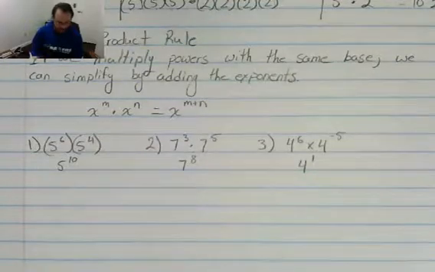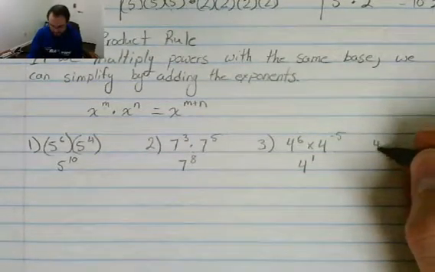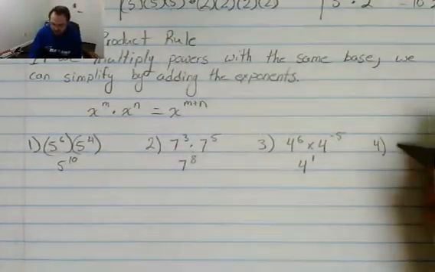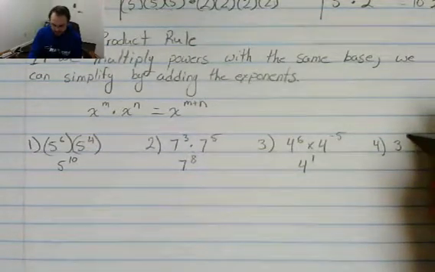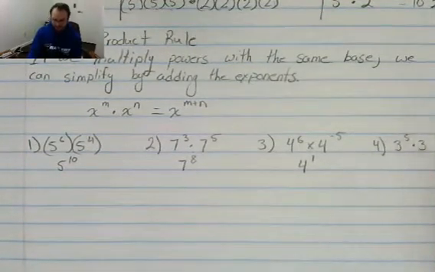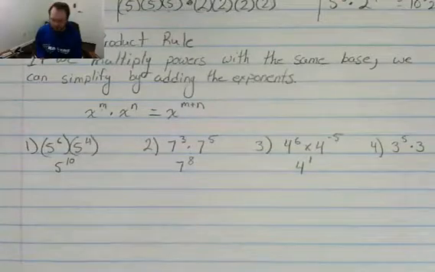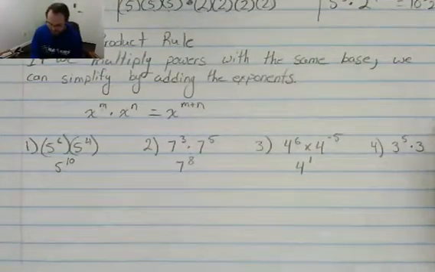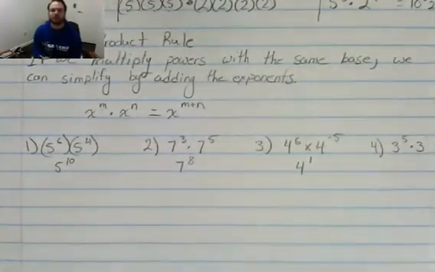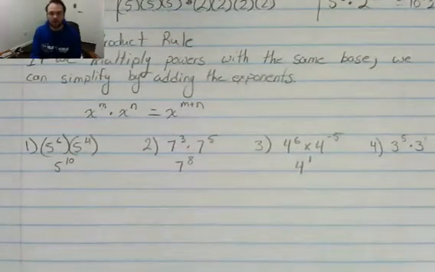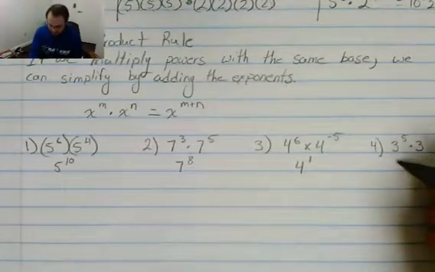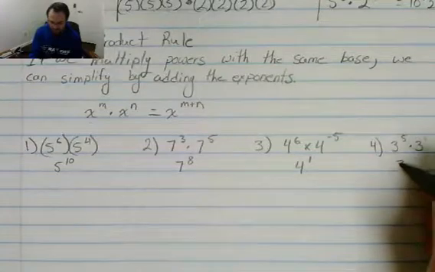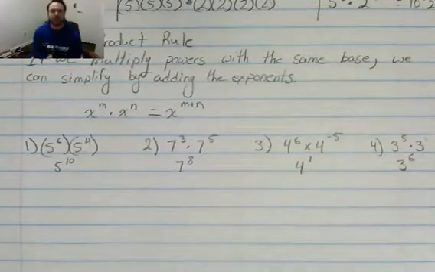Now let's look at my last one. For this one, let's try 3 to the 5 multiplied by 3. Now look at this here. This has an imaginary 1 there, so it's really 3 to the power of 1. It's just imaginary. So this is going to be 5 plus 1, which is 6. So it's 3 to the power of 6.